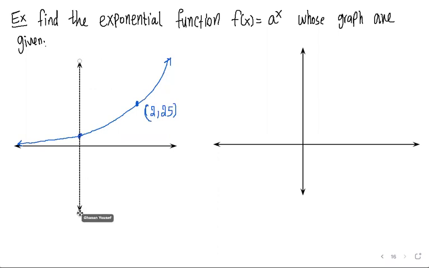So I'm going to do the first one, and the second one I keep as an exercise. The graph for the second one is like this. The graph passes the point (3, 1/8).